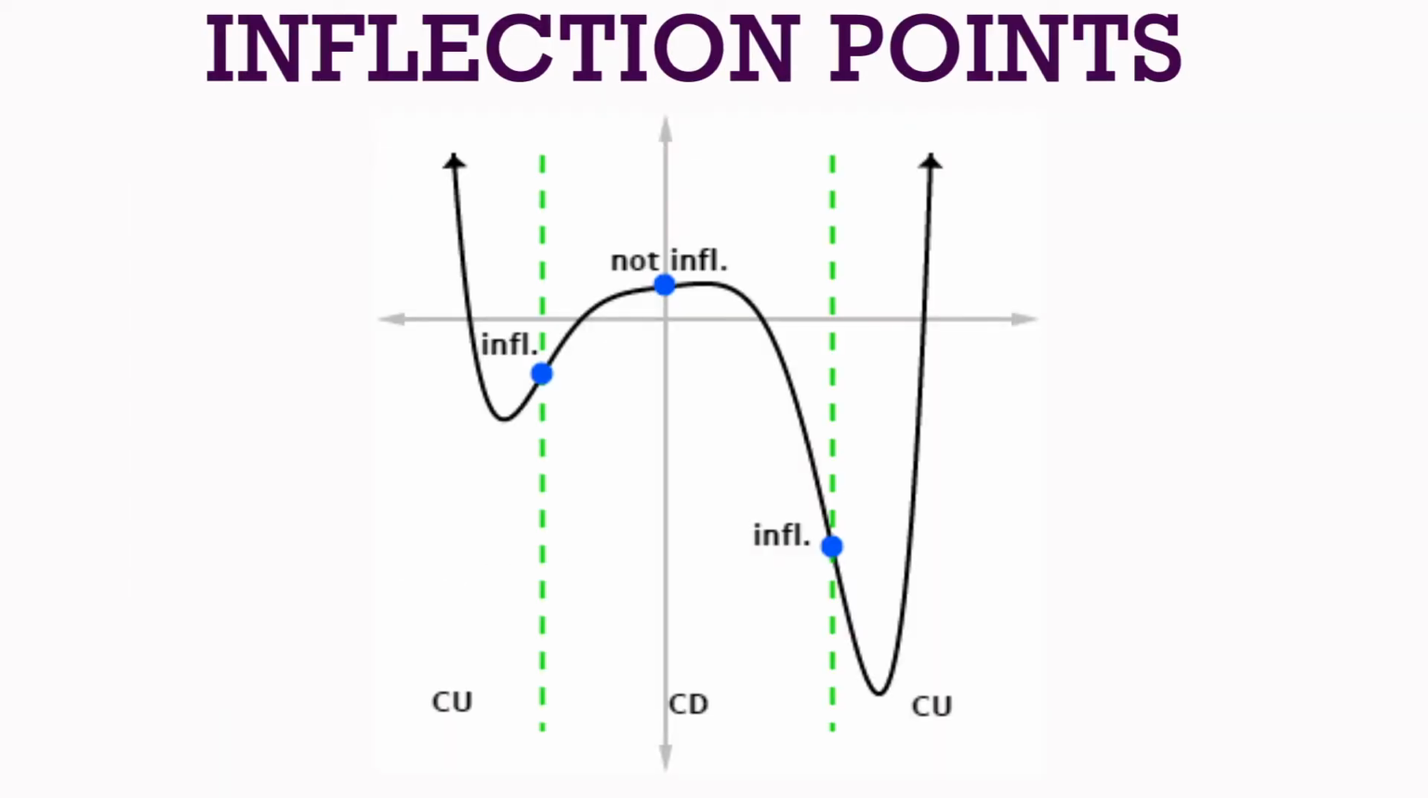Finally, here is an inflection points graph. This graph shows what are considered inflection points, which is the point where the concavity of the graph changes, as on the left the concavity goes from up to down, and on the right it goes from down to up.